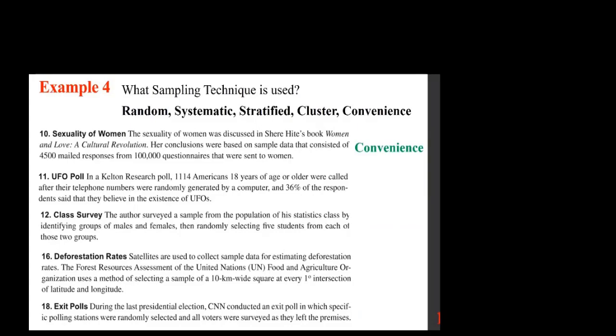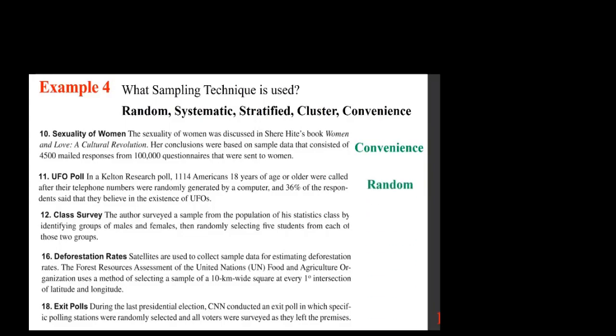The next one. UFO poll. In a Kelton Research poll, 1,114 Americans 18 years of age or older were called after the telephone numbers were randomly generated by a computer. And 36% of the respondents said that they believe in the existence of UFOs. Perfect. So what do we have here? Stratified. It's a basic random sampling.